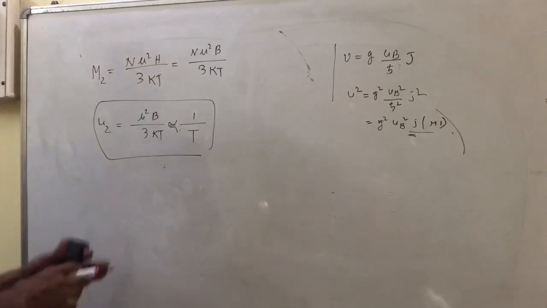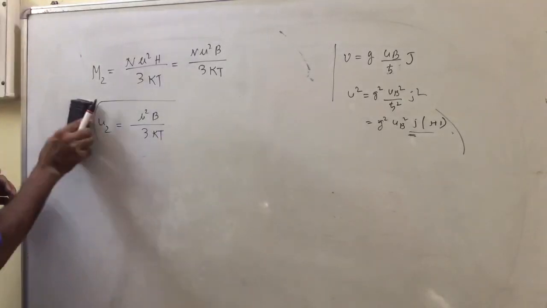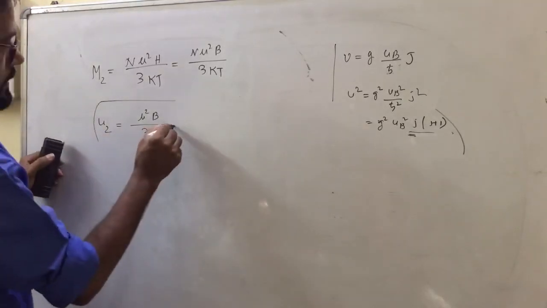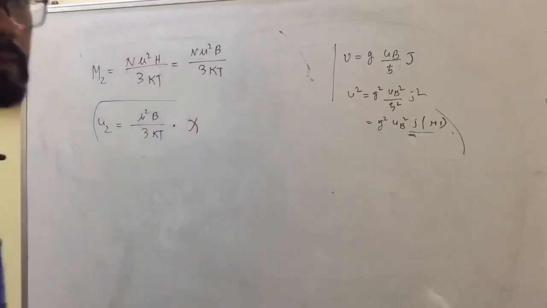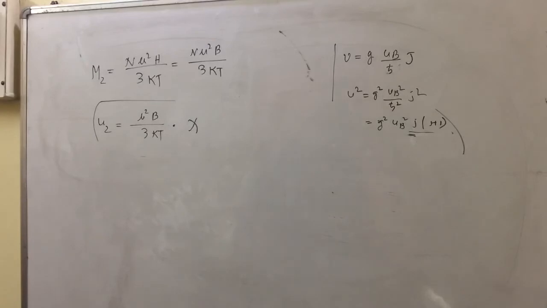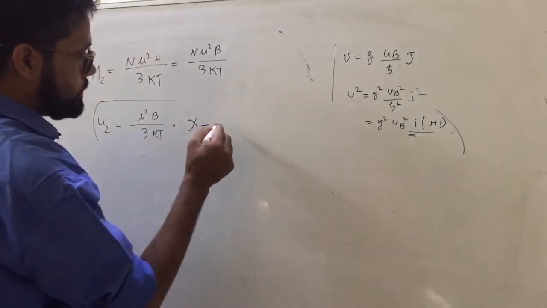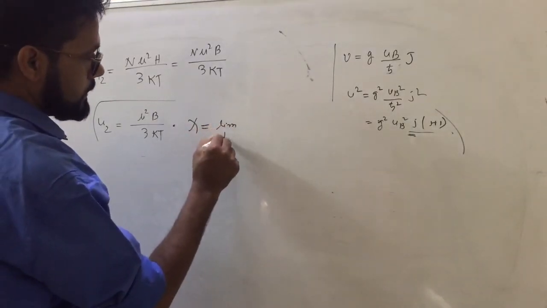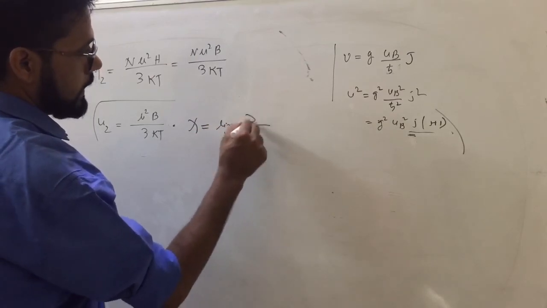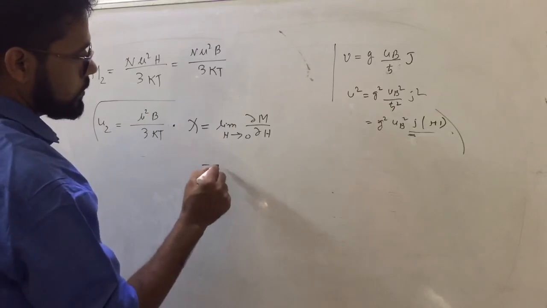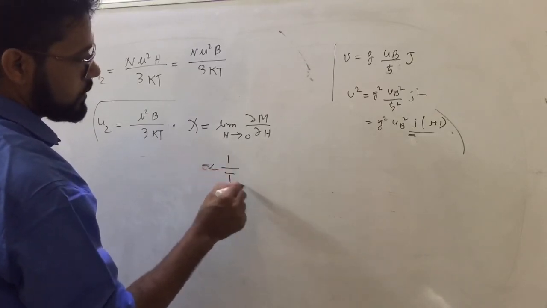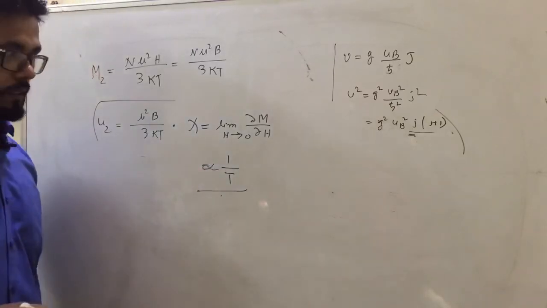So susceptibility, no need to write this. This is the magnetic moment. Susceptibility, I have given, is the quantity which measures the magnetic behavior of a material. It is equal to the limit H tends to 0 of dM by dH. This is the susceptibility measure, which is proportional to 1 by T. I am not going to calculate it. This is the paramagnetic property.